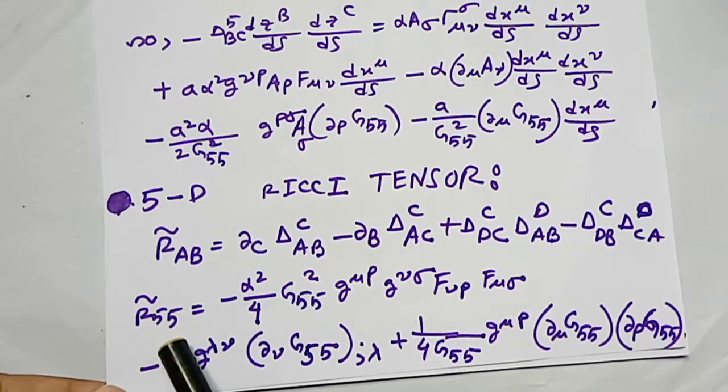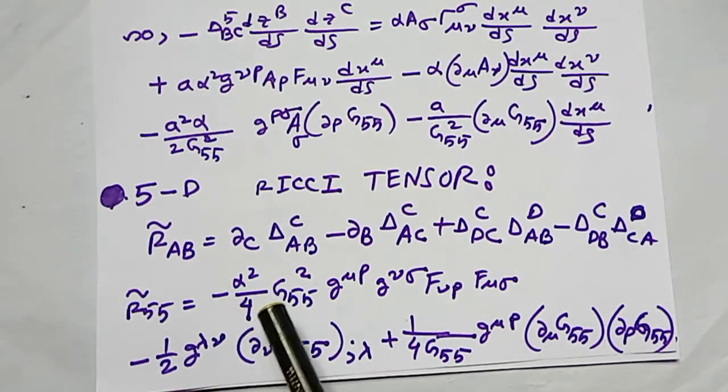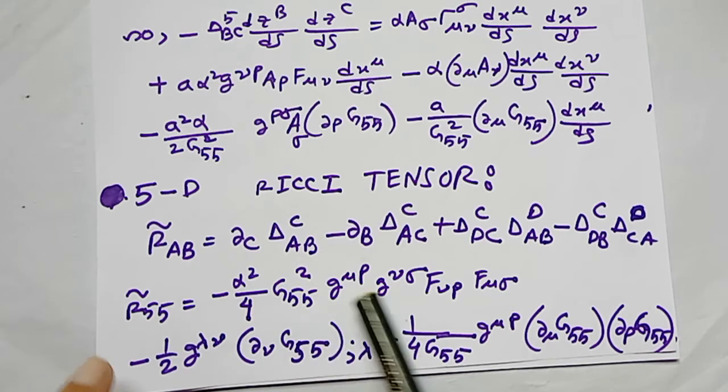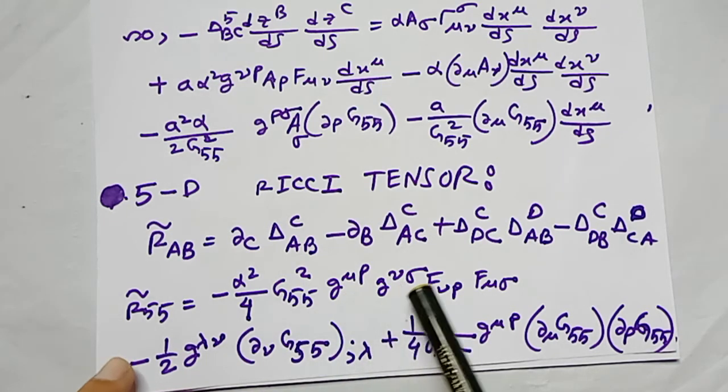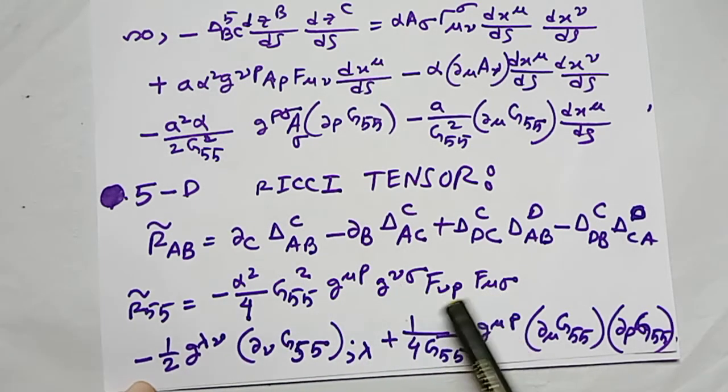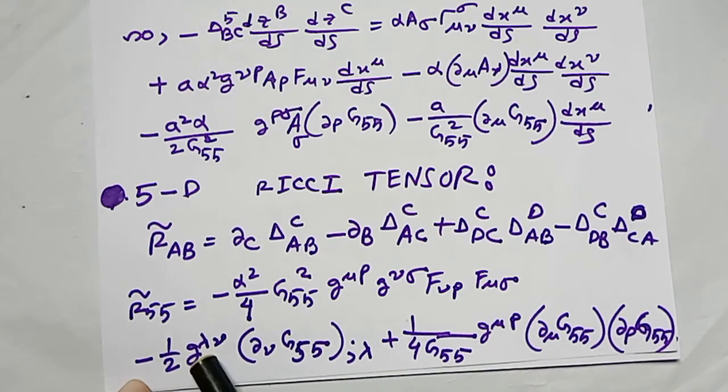Now R tilde 55 over g55: R tilde 55 equals minus alpha squared divided by 4 g55 squared, g mu rho g nu sigma F mu sigma F nu rho, minus half g lambda nu, where this is the covariant derivative with respect to lambda, ∇_λ ∂_ν g55, plus 1 divided by 4 g55 g nu 5 ∂_mu g55 ∂_rho g55.